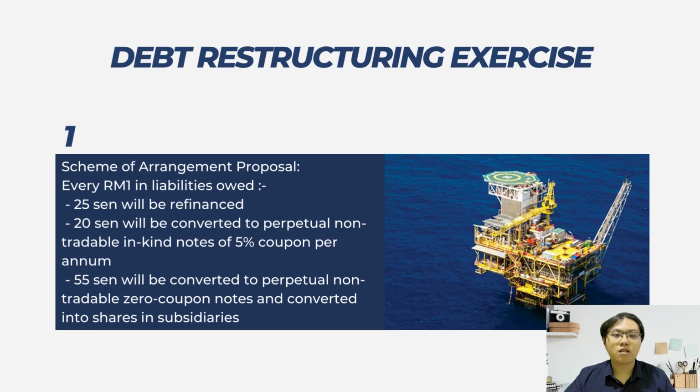will be refinanced, 20 cents will be converted to perpetual non-tradable in-kind notes of 5% coupon per annum, and the remaining 55 cents will be converted to perpetual non-tradable zero coupon notes and converted into shares in subsidiaries, which are Sapura Drilling Sdn Bhd, Sapura Technology Solutions Sdn Bhd, and Sapura Geoscience Sdn Bhd.